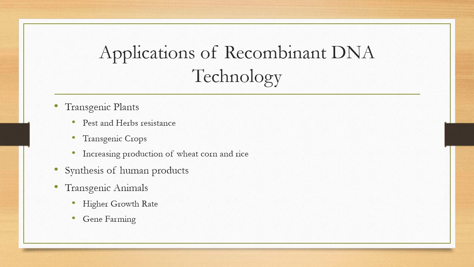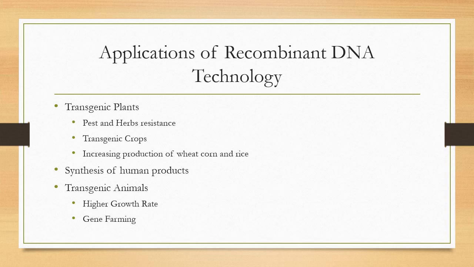There is another use of this technology: synthesis of human products. Plants are engineered to produce human hormones, clotting factors, and antibodies in their seeds. For example, an antibody made by corn can deliver radioisotope to tumor cells. So tumor cells can be treated with this antibody.